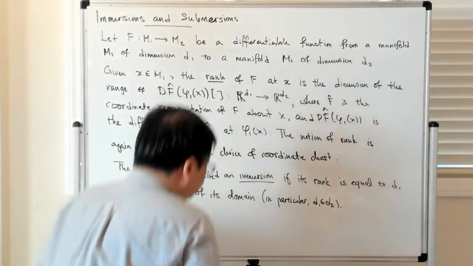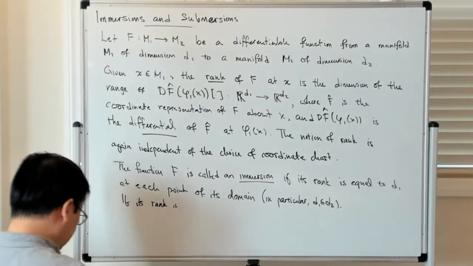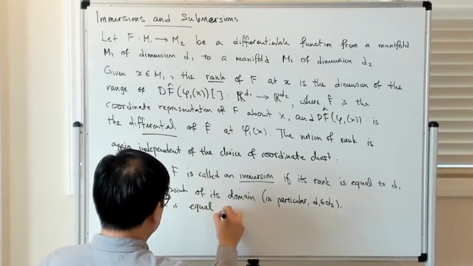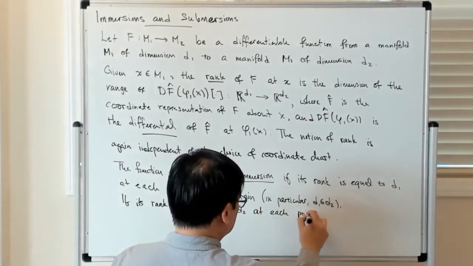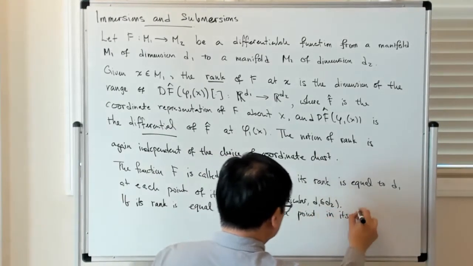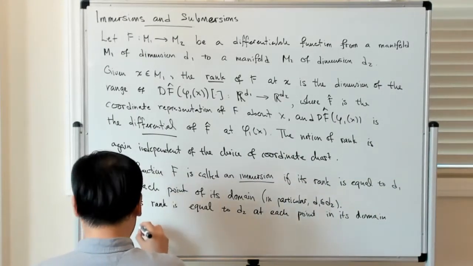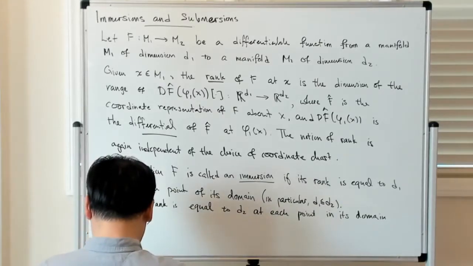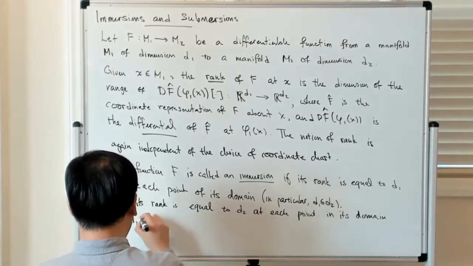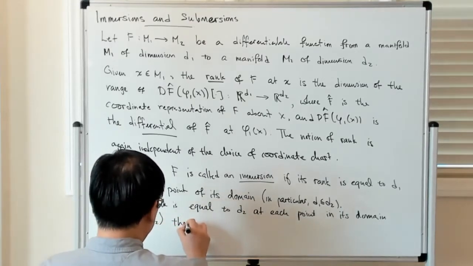Okay. So if its rank is equal to D2 at each point in its domain, then in particular this means that D1 is greater than or equal to D2. Okay. Then it is called a submersion.